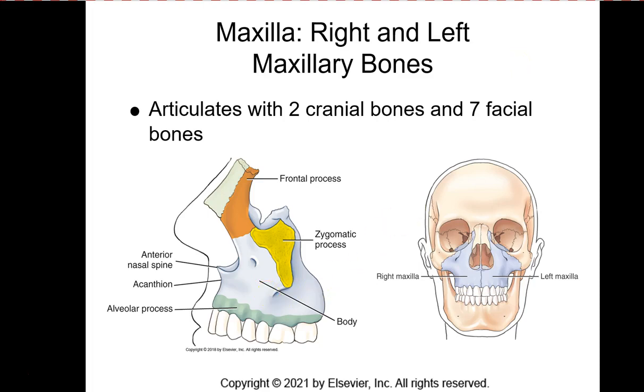Okay, so the 2 maxilla are joined in the middle anteriorly, and you can see that joint here. At the upper part of the junction is the anterior nasal spine, and you see that on the diagram here. A blow to the nose can result in a separation of the nasal spine from the maxilla. And remember, the acanthion is the surface landmark between the nose and the upper lip, which we can see here.